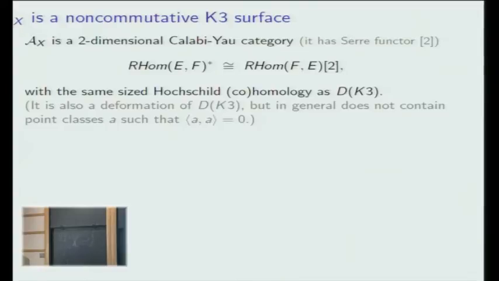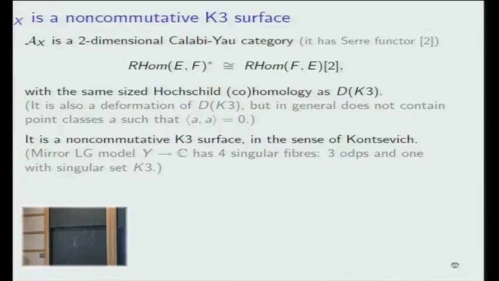But in general, it can't be the derived category of a K3 because generically, it won't have any classes which are orthogonal to themselves. And if it was a K3, the structure sheaf of a point is orthogonal to itself in the sense that the Euler characteristic of the Homs and the Exts from the point to itself would be 0.